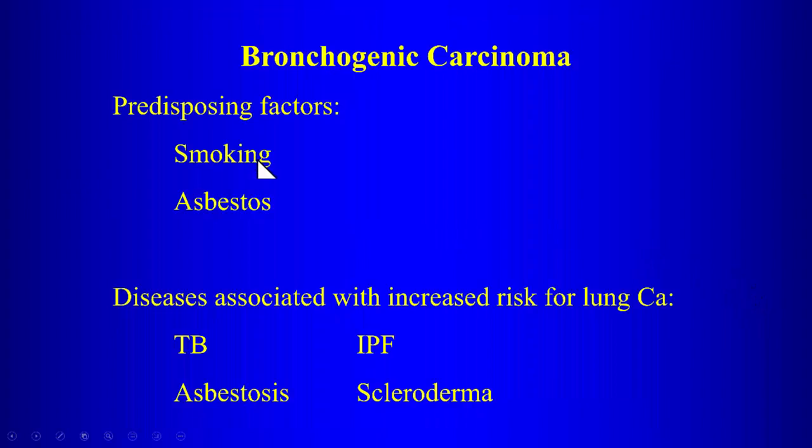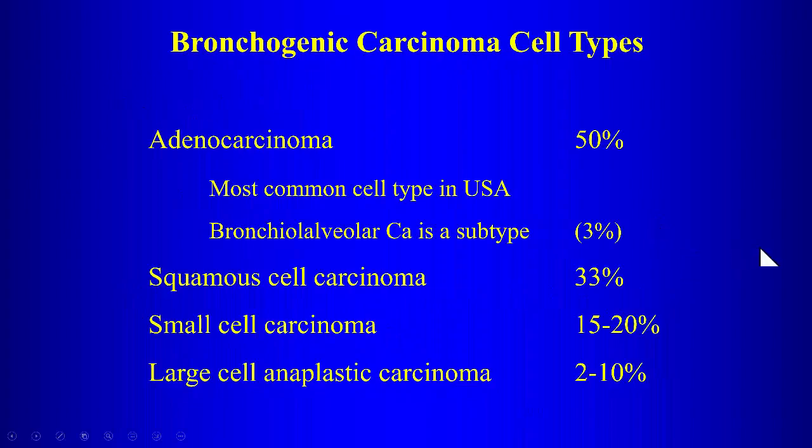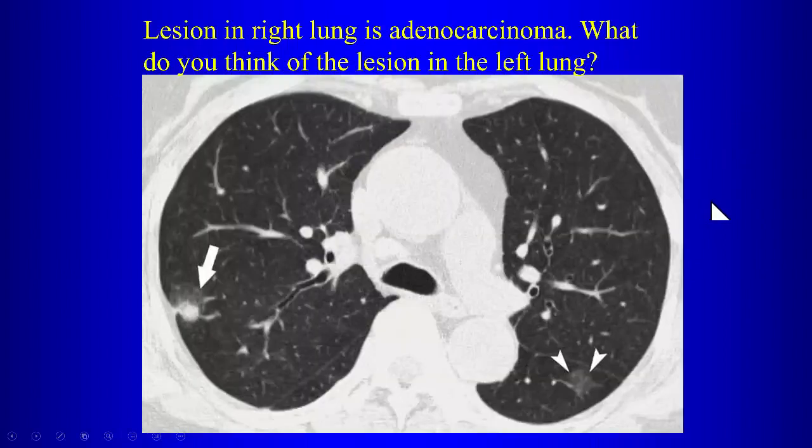So predisposing factors: smoking, asbestos, and of course any disease associated with significant parenchymal scarring can also increase the risk for lung cancer. So tuberculosis, asbestosis, idiopathic pulmonary fibrosis, scleroderma, just to name a few. Severe fibrosis in the lungs also increases the risk for lung cancer. In terms of the cell types, adenocarcinoma is the most common. What used to be called BAC is a well-differentiated adenocarcinoma. It's a subtype. Then we have squamous cell, small cell, and then large cell anaplastic, roughly the percentages of the types of cancers we tend to see in the United States.